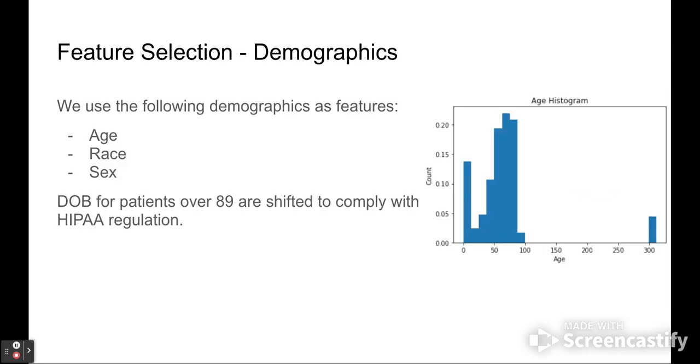For the demographics, we use the following as features: age, race, and sex. Date of birth for patients over 89 are shifted to comply with HIPAA regulation. As you can see, our age is slightly skewed to older groups. You do see there is some mass at the lowest group, potentially due to newborns or children.